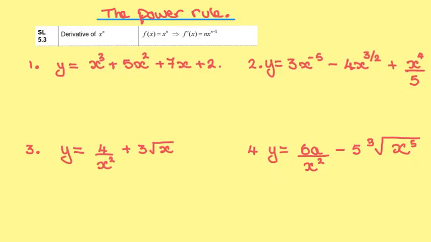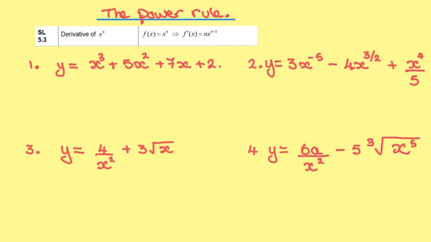The first of the derivative rules you have to remember is the power rule. This is to help you find the derivative of any x raised to the power of n. So if f of x equals x to the power of n, then the derivative f dash of x is equal to n x to the power of n minus 1. The best way to remember this is to say multiply by the power, take 1 off the power. So let's do a few questions.